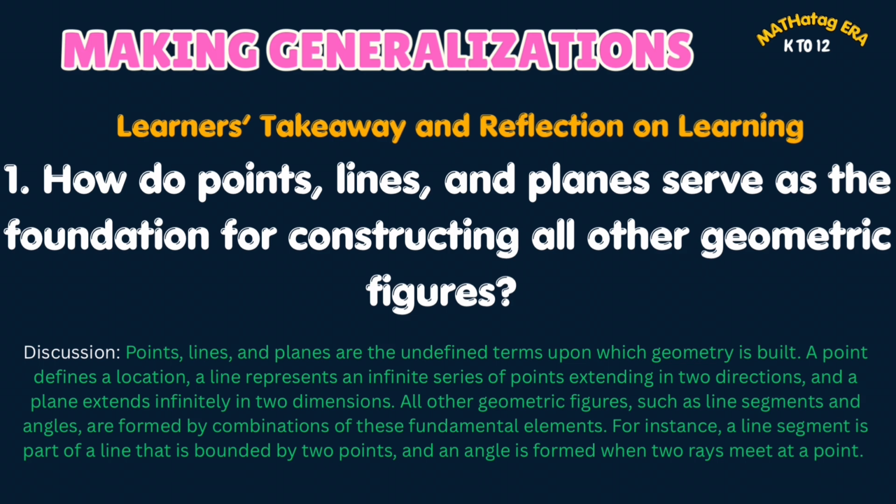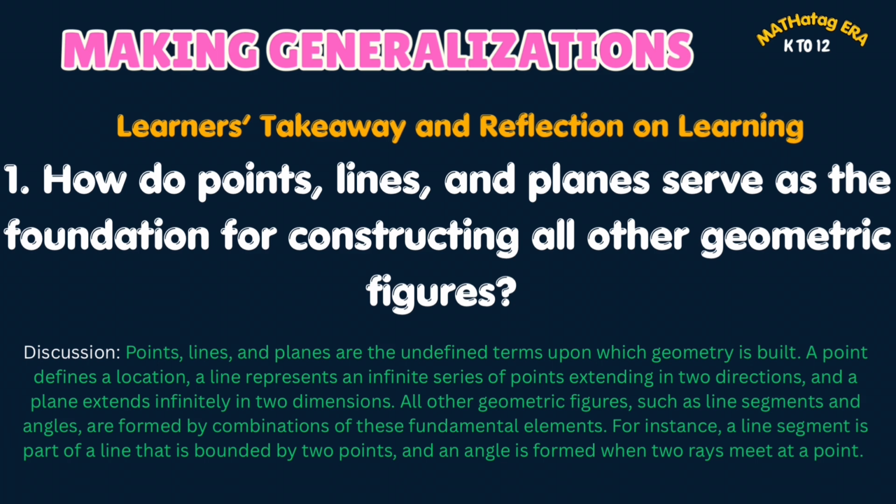Everything in geometry begins with 3 fundamental concepts: point, line, plane. These are called the undefined terms of geometry because they are accepted without formal definitions. A point represents an exact location. A line is made up of infinitely many points extending endlessly in 2 directions. A plane is a flat surface that extends infinitely in all directions. These three concepts serve as the building blocks of geometry.